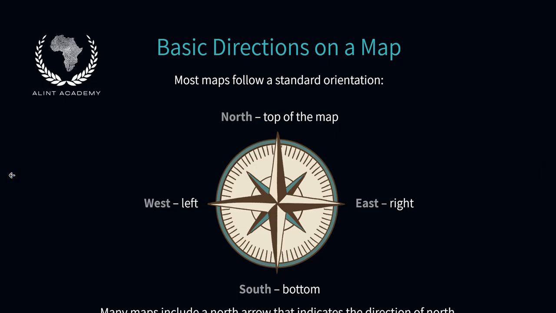Basic directions on a map. Most maps follow a standard orientation. North is at the top, east to the right, south at the bottom, and west to the left. Many maps also include a north arrow to indicate direction.